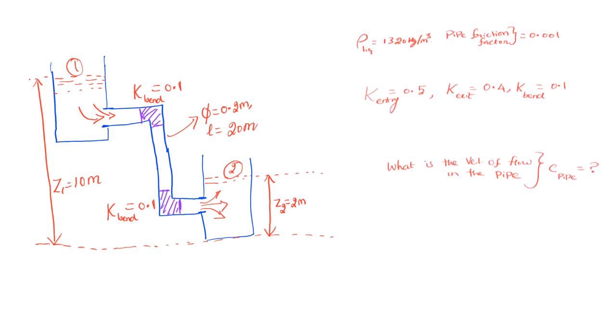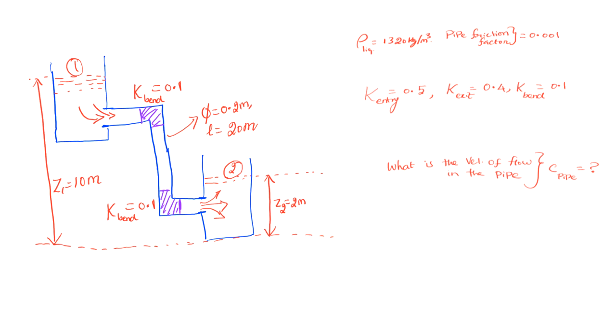We have been given that the density of the liquid, it's not water, is it? The density is 1320 kilogram per meter cube, and also the friction factor in the pipe is 0.001. That is the friction that is happening. We have also been given that K entry, otherwise the entry loss, is 0.5 and the exit loss is 0.4.